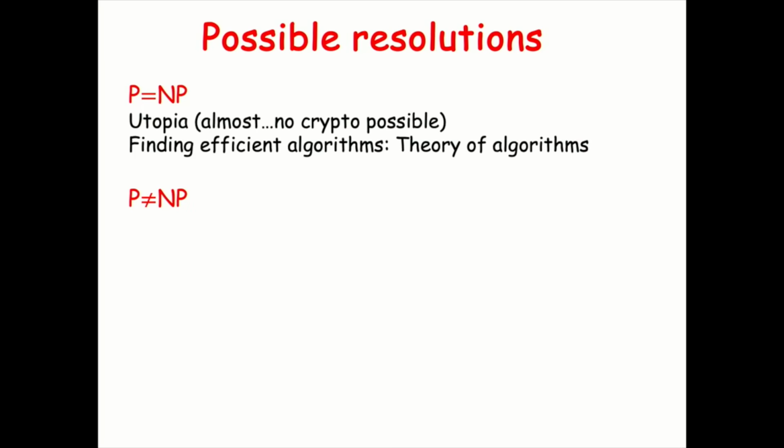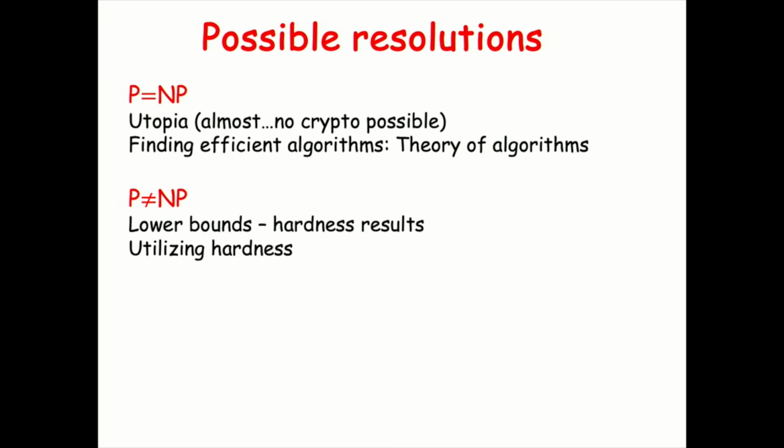P different than NP is another possibility, of course, and the way you do it is try to prove hardness, try to prove that there is no efficient algorithm for a problem in this general model or maybe restricted models. Another part, and you'll see examples, is utilizing hardness. It turns out hardness is not only bad. Basically, complexity theory is about uncovering structure in this world of computational problems, especially inside NP, but also outside.